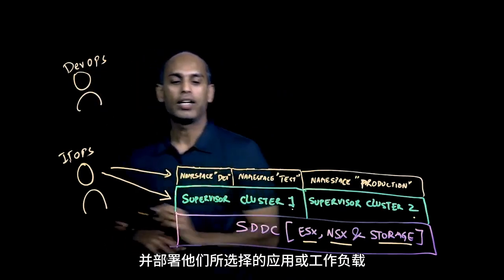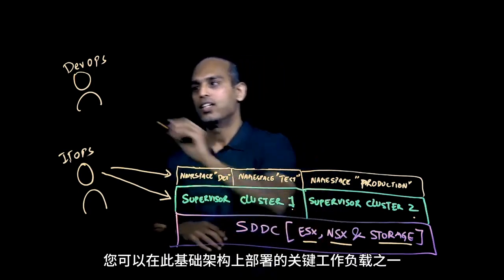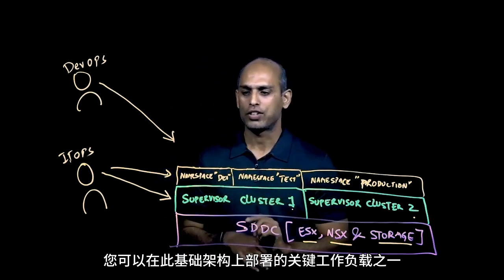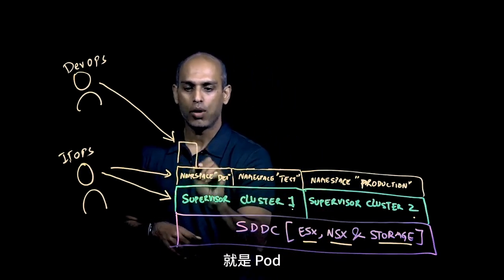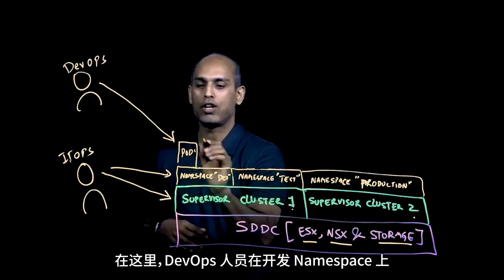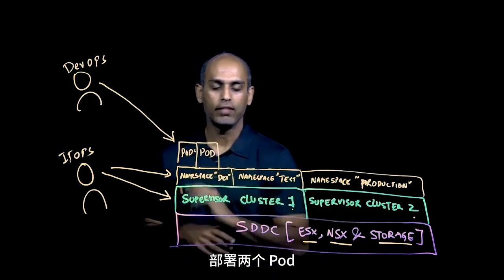Now, once IT ops sets up this infrastructure, in a self-service fashion, the DevOps individual can access this infrastructure and deploy their applications or workloads of their choice. And the key workloads that you can deploy on this infrastructure, one is pods, right? So here, the DevOps individual is deploying 2 pods, let's say, on namespace dev.